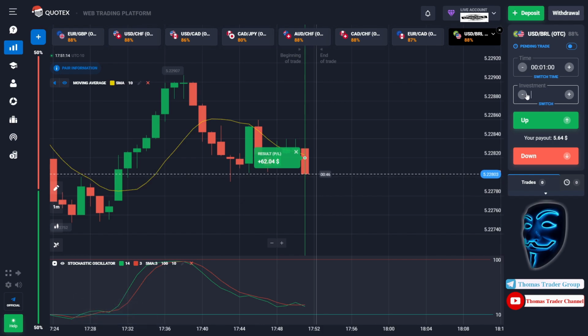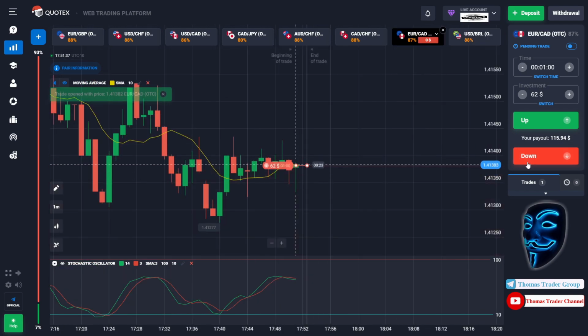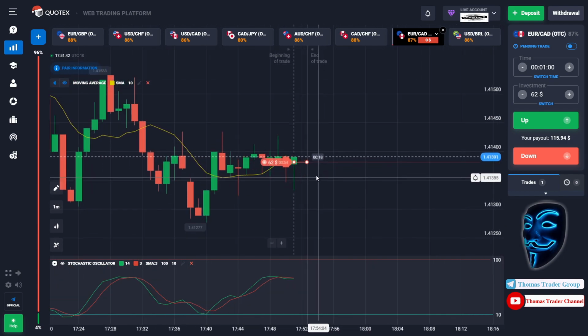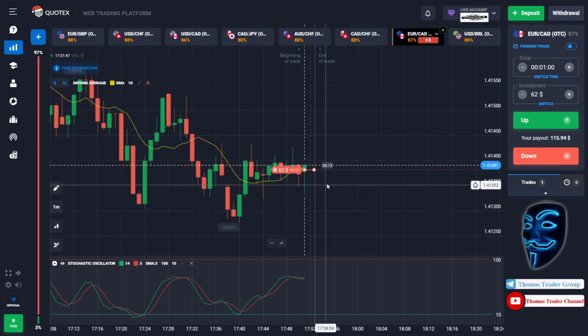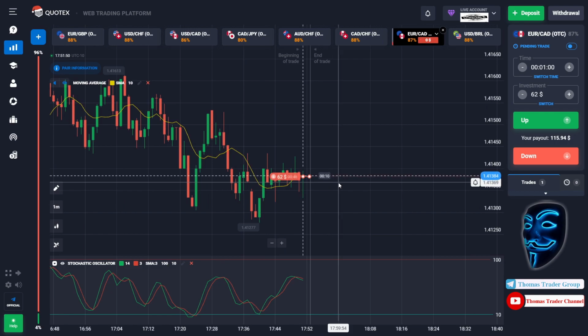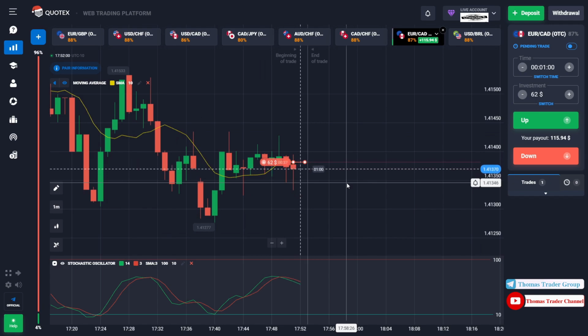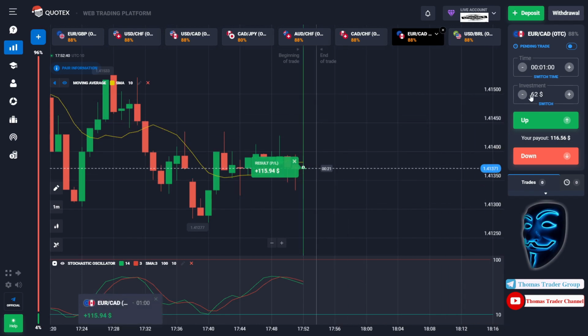Let's change our investment into $62 and let's find the other market. And over here we can open sell for 1 minute because the trend is going bearish. As you can see, the trend is going bearish and the market has touched the moving average line. We can open sell for 1 minute because I'm sure that it will make a rebound. Let's prove it and let's wait till the end of our trade. We made a right prediction again over here. We made a profit of $115.